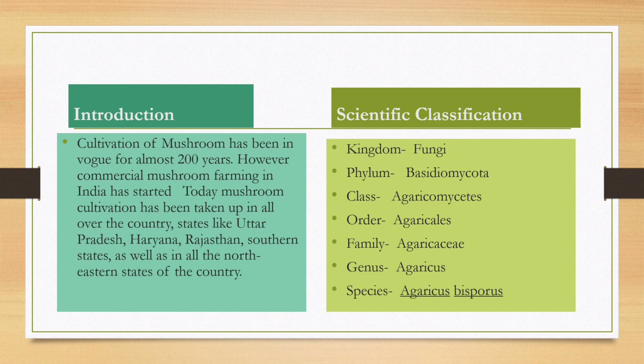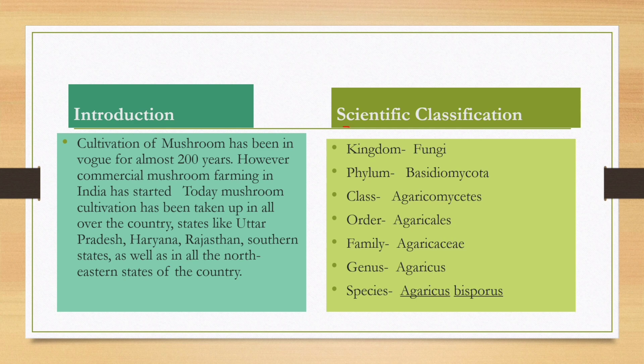Today, mushroom cultivation has been taken up all over the country, in states like UP, Haryana, Rajasthan, the southern states, as well as in all the northeast states of the country, while earlier it was cultivated in Himachal Pradesh, Jammu and Kashmir, and hilly areas. Mushroom is an excellent source of protein, vitamins, minerals, folic acid, and a good source of iron for anemic patients. Mushroom cultivation is becoming popular because it not only meets the dietary requirement but also adds to the income, especially of growers with insufficient land.